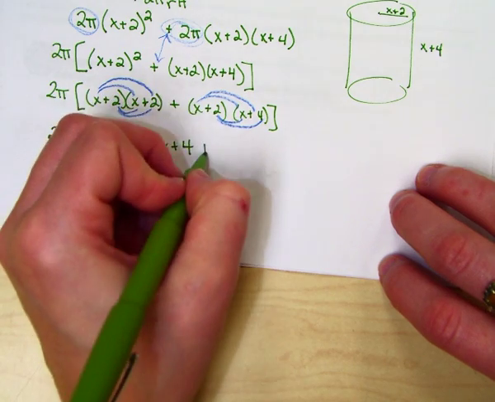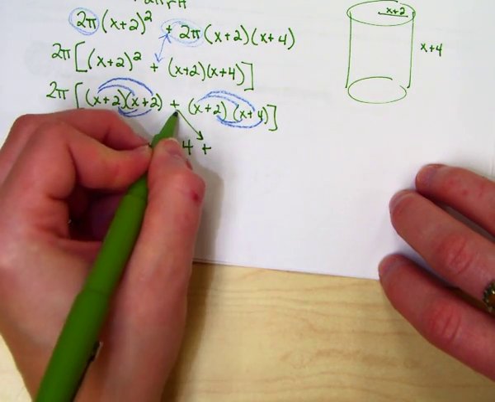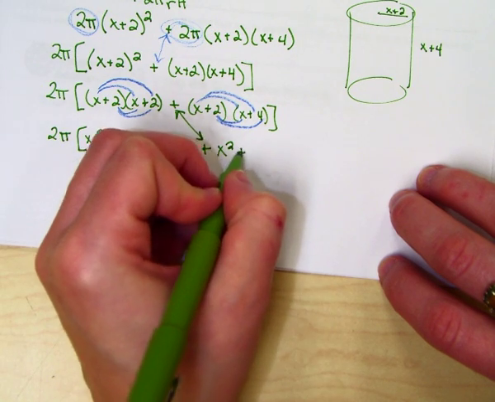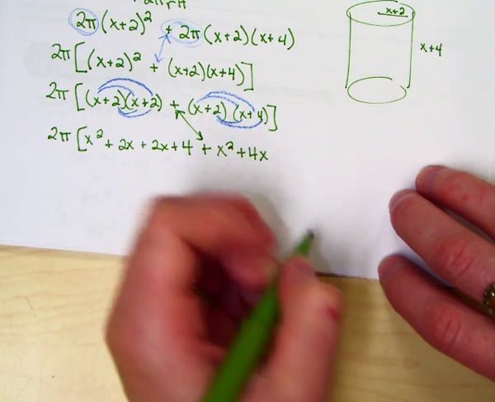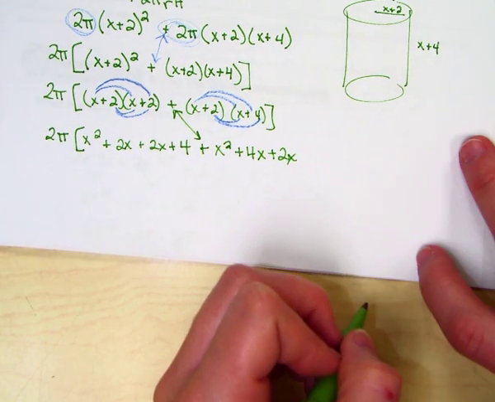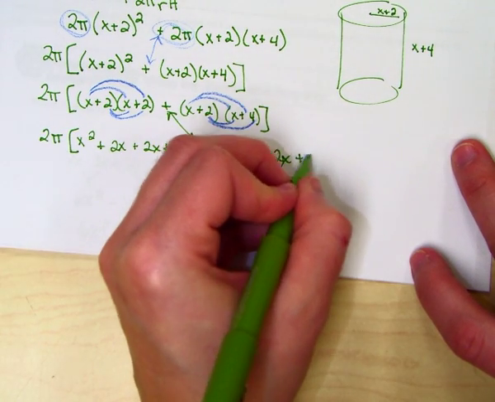Next. Plus. That came from there. X times x is x squared. Second arc. X times 4 is 4x. Third arc. 2 times x is 2x. Last arc. 2 times 4 is 8.